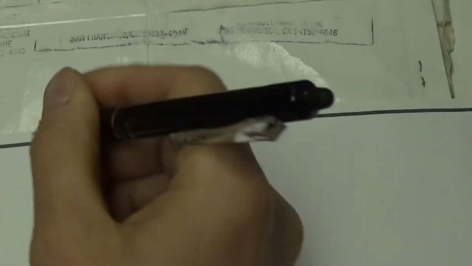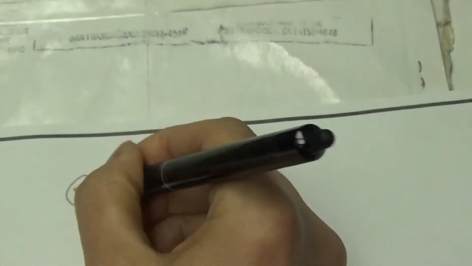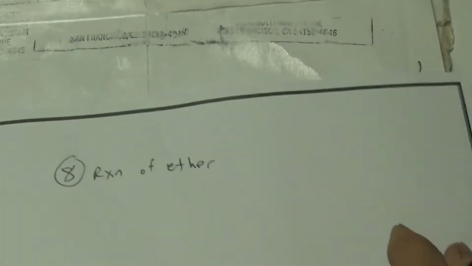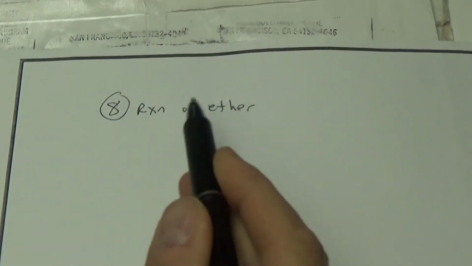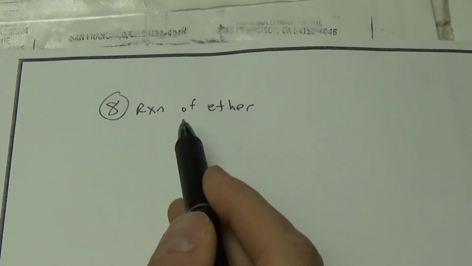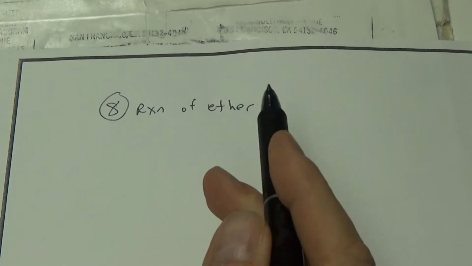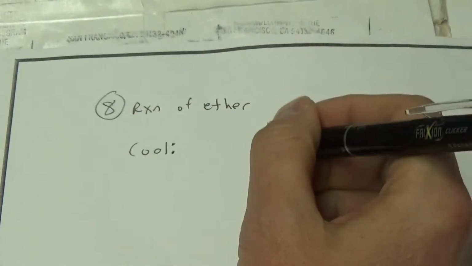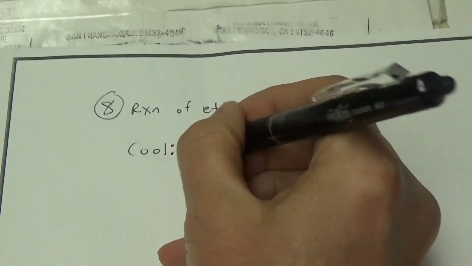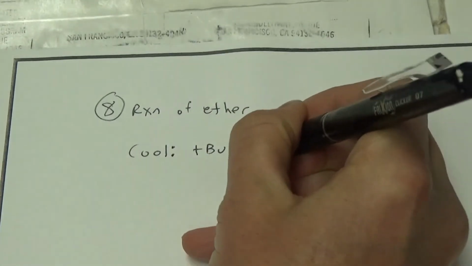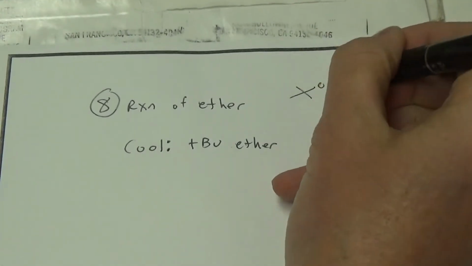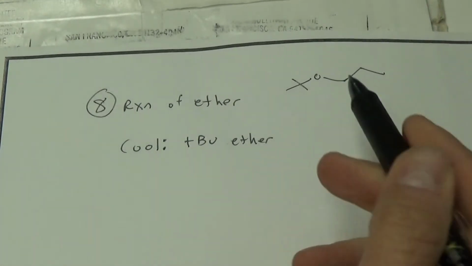So what we just saw is kind of cool. We're still on number 8, which is reactions of ethers. And of course, number 7 was a synthesis of ethers. So we have ways to make ethers, we have ways to degrade ethers, right? So what this allows, and I'm going to say this is cool, is the tert-butyl ether. Tert-butyl ether, that's what I mean by tert-butyl ether.